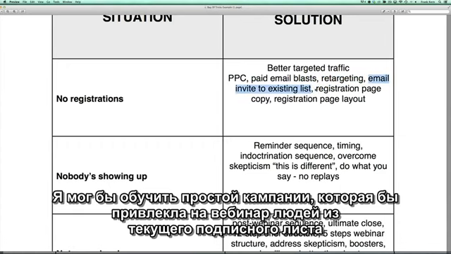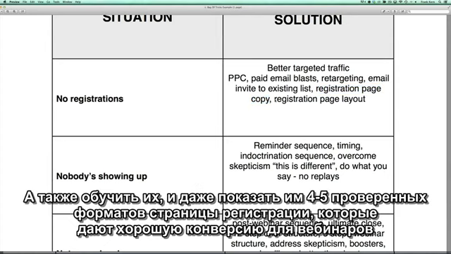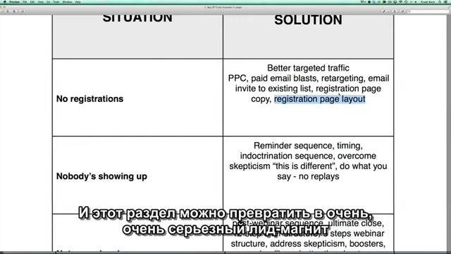Another thing I could do is teach them 6 different headline combinations and bullet point combinations for registration page copy. And I could also teach them and even show them 4 or 5 proven registration page layouts that have been getting good conversions for webinars. I could teach them any or all of these. This whole little chunk here could be made into a very, very solid lead magnet.